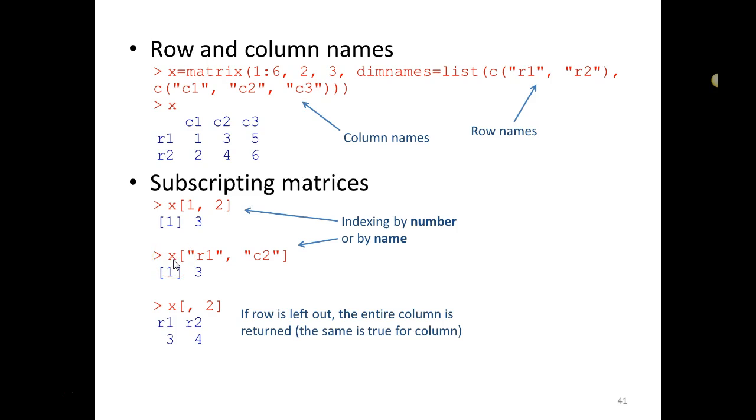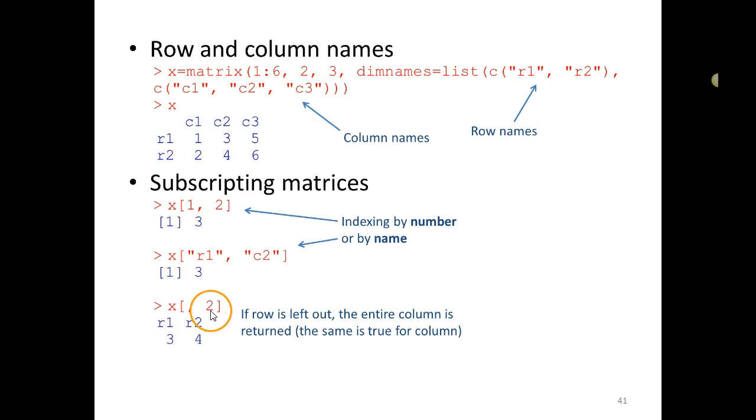If you have given the rows and columns names, you could of course use them instead, like this, "R1" and "C2", and then you get the 3. You have to put the quotation marks around them, because if you don't, then R will interpret this as an object and start looking for an object called R1, and probably there is no such object, and you'll get an error message in return.